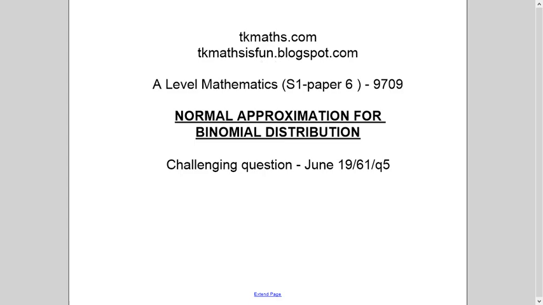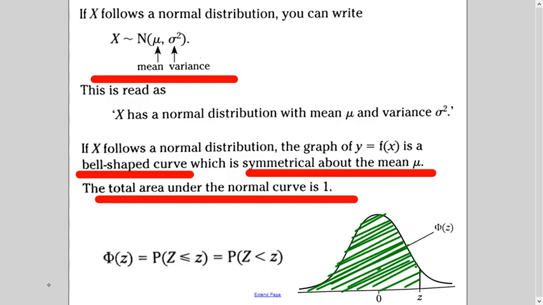So let's begin the question. So before beginning the question, I just want you to recall a few things which we will apply in this question. We know that normal distribution parameters are mu and variance, and it is written in this form, right?